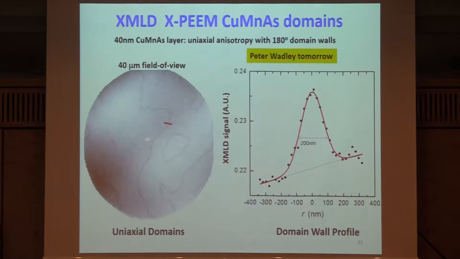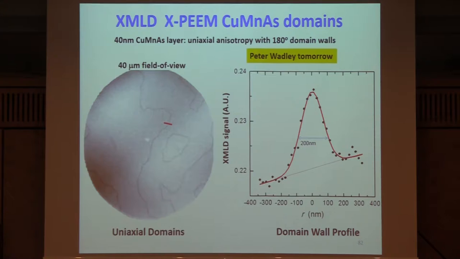Here's one of Pete and Kevin's images. I don't know if you can see this actually. It's nearly all of the same colour. And that indicates that the magnetization, the L vector, was pointing the same direction everywhere, apart from these darker lines. This is uniaxial behaviour, and these are 180-degree domain walls separating them here. And this is rather nice because look at the strength of the XMLD signal across that domain wall, you can immediately get some measure of the width of the domain wall.